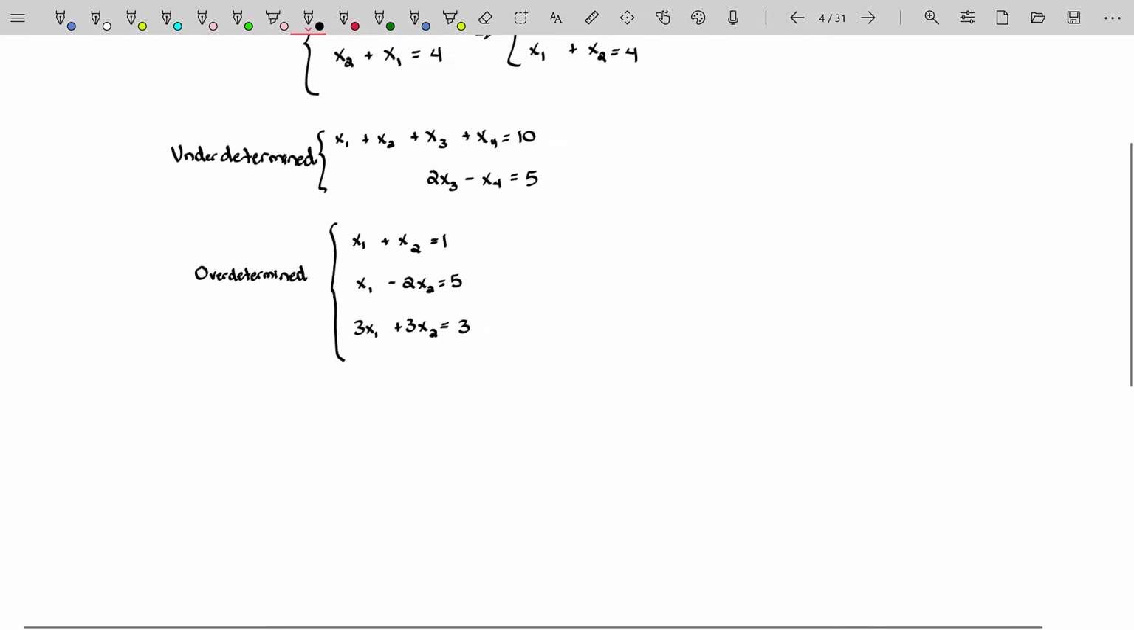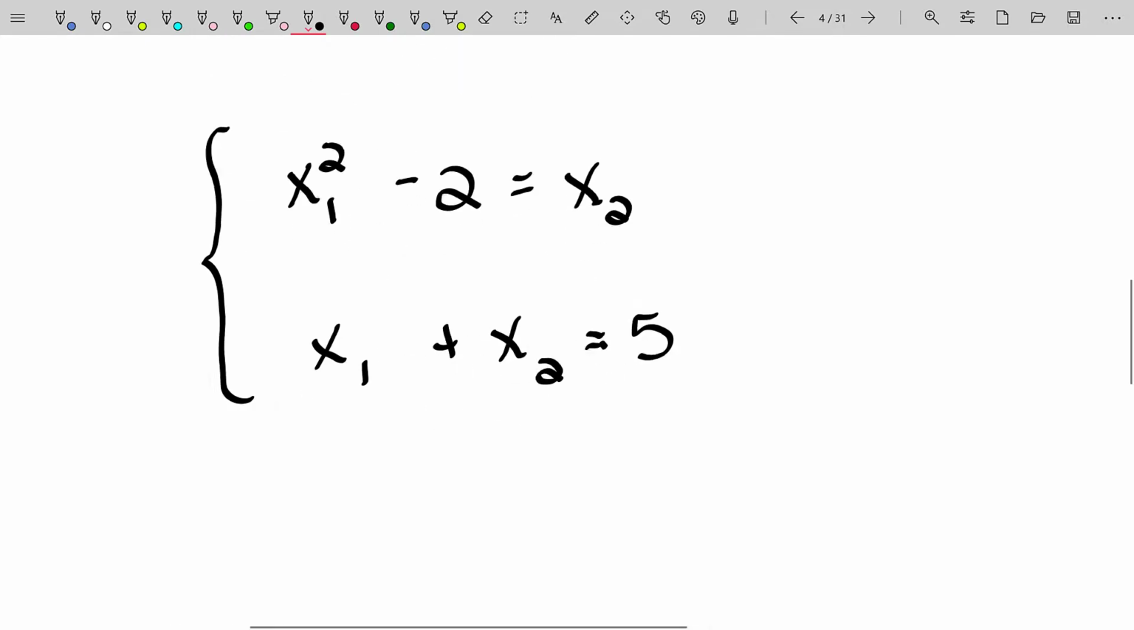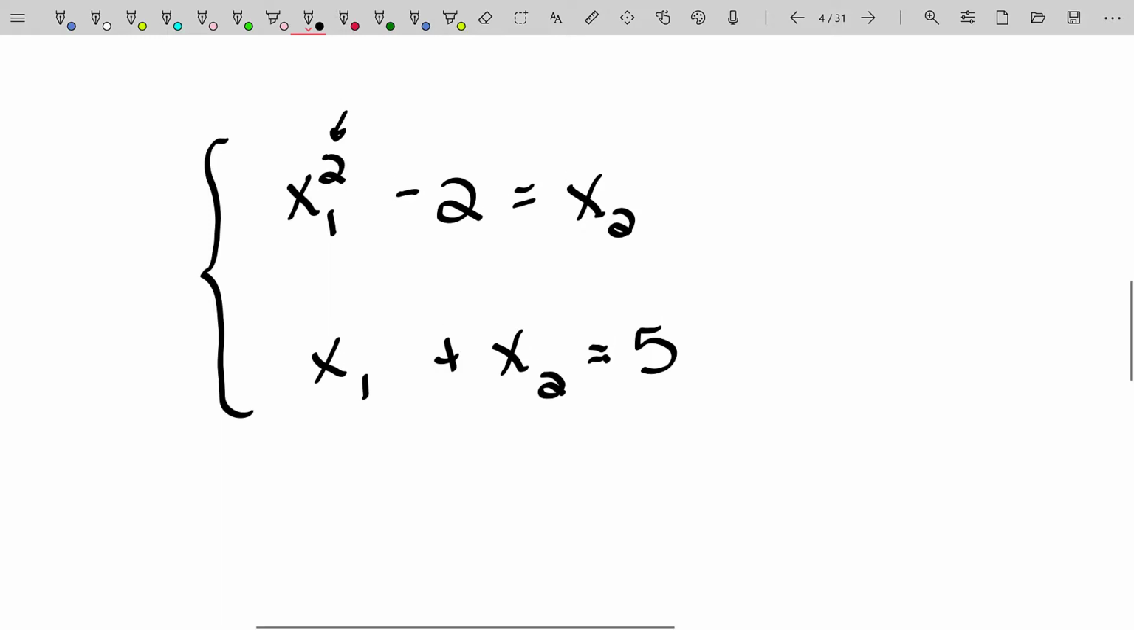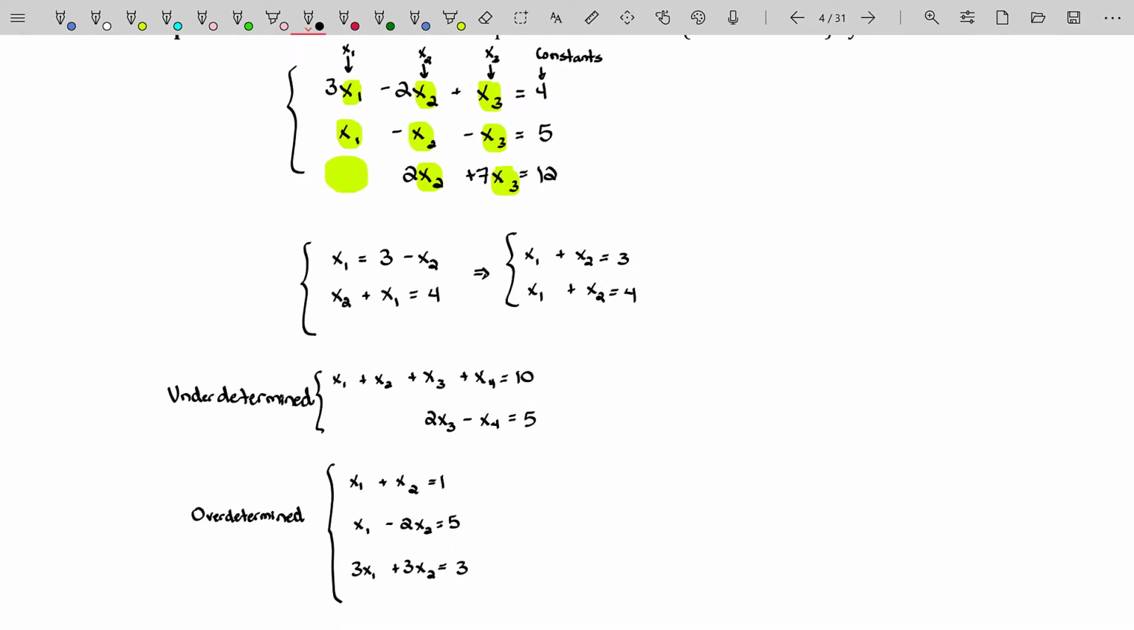And finally, let's go ahead and introduce a nonlinear system. So you can see that this system right here has a nonlinear term. So this is called a nonlinear system. It can be solved, however, we're not going to solve this style of system in linear algebra. Linear algebra really focuses on solving systems like these right here.